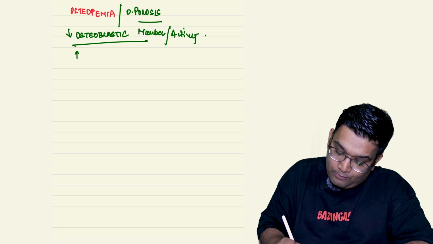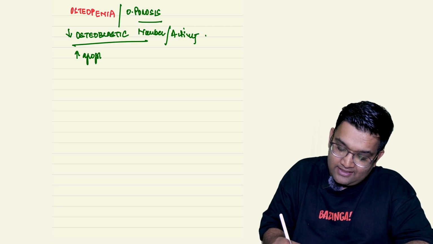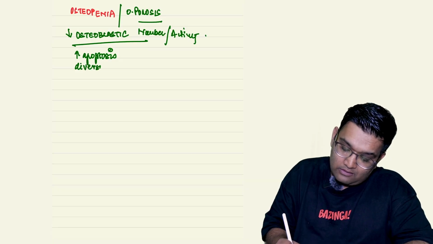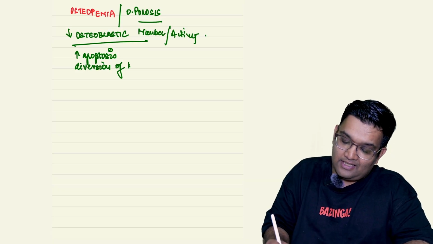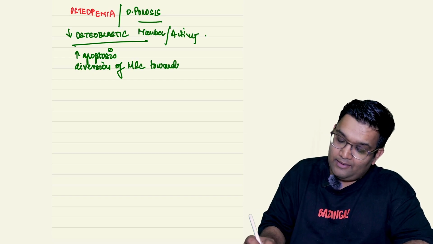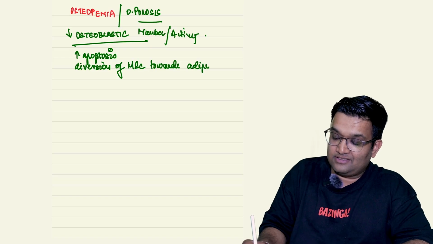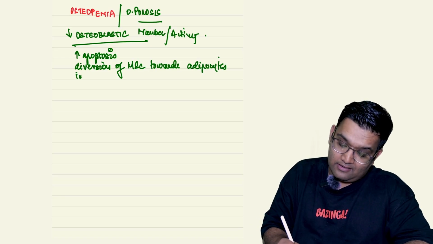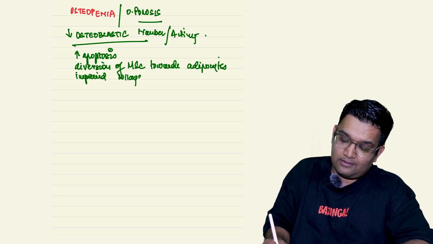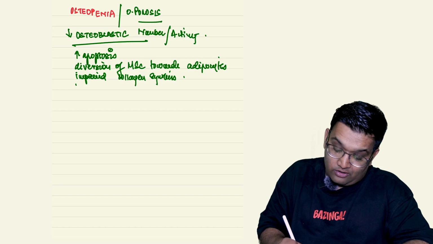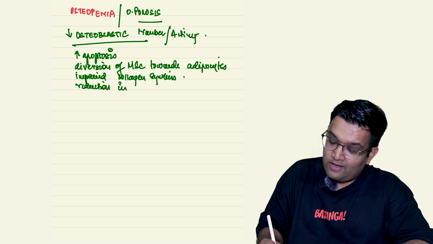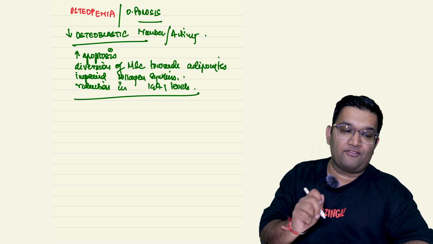Why? Increase in the apoptosis of these cells, diversion of the mesenchymal stem cells towards adipocytes. We saw this previously as well. Impaired collagen synthesis. Also reduction in, we saw this before, local IGF-1 levels at the epiphysis.